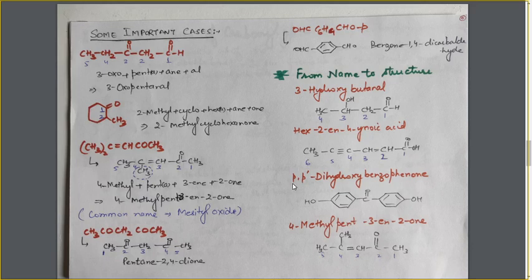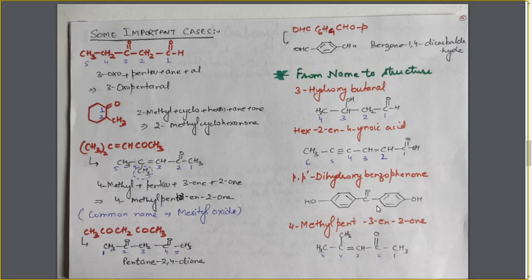Next compound is p,p'-dihydroxybenzophenone. Now what is this? Para and para with a dash. What does this indicate? The basic compound is benzophenone. First of all, we will write down the structure of the benzophenone. And in case of benzophenone, there are 2 benzene rings. And if both the benzene rings have some groups attached to them, how can we show the position? By simply numbering.